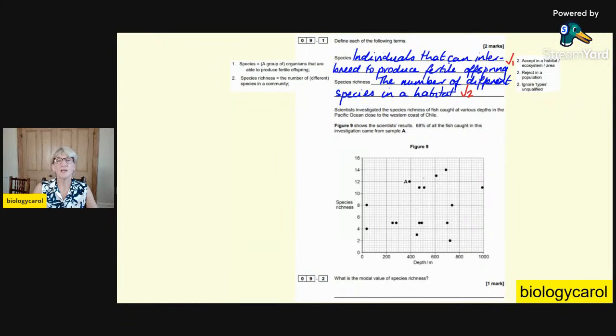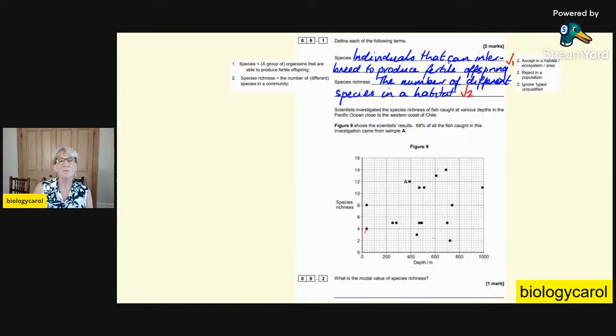We're given a load of dots; each dot here is a catch of fish. It is plotted at the depth at which the catch was made and the species richness of that catch: how many different species of fish were there in the catch? You can see that the depth increased, but the species richness of the catches fluctuated rather a lot. There doesn't seem to be a particular trend.